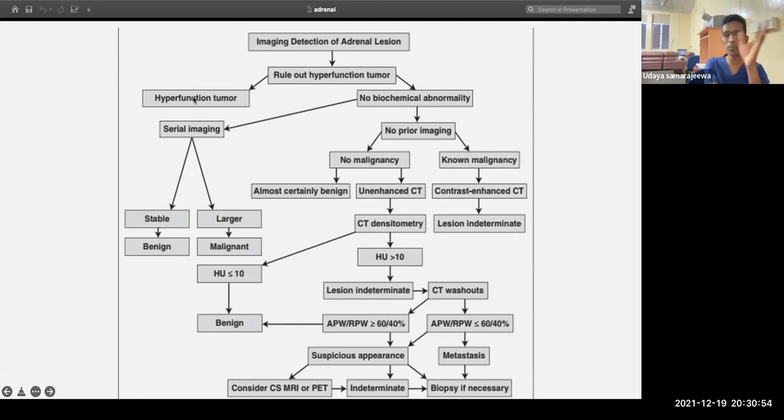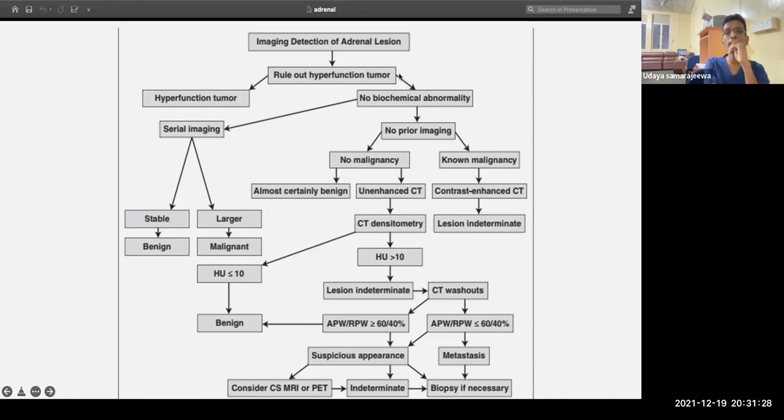Now, they may also need surgery at some stage. If there is no biochemical abnormality, if they are non-functional, and if you don't have prior imaging, then if the person has a history of a malignancy previously, you need to keep in mind that this may be a secondary deposit in the adrenal. If there's no previous history of malignancy in a person who is previously healthy and well, then you need to do the adrenal protocol CT and then decide on management.